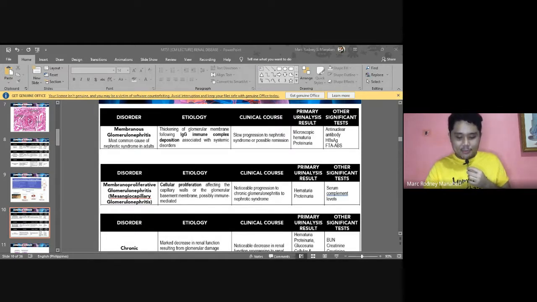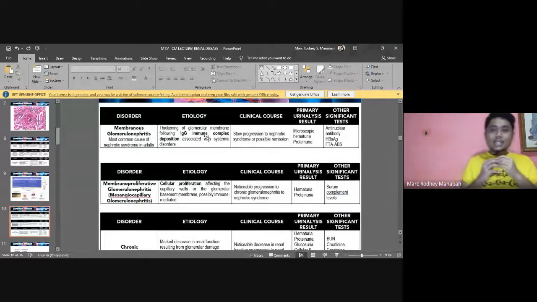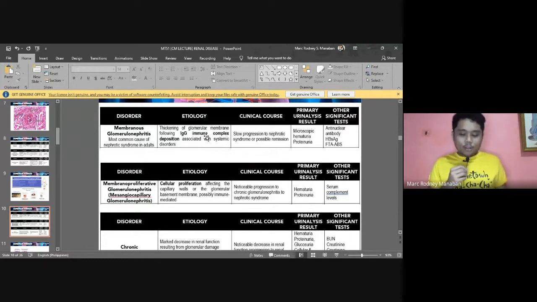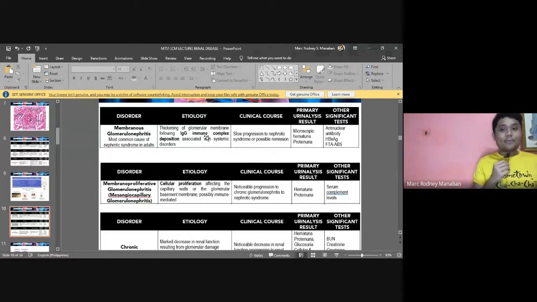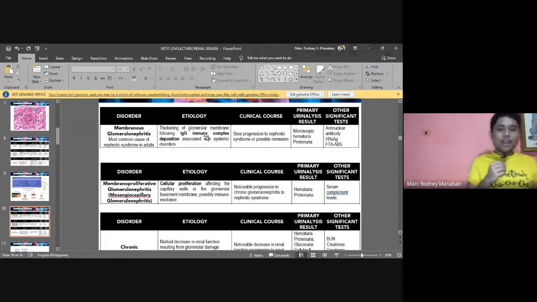But again, the main pathology is the deposition of IgG. And this can elicit complement activation, therefore damaging the glomerulus. Now, take note that membranous glomerulonephritis can progress to nephrotic syndrome. So the primary UA result is again hematuria or proteinuria, but in the long run, it can have the same results as nephrotic syndrome.